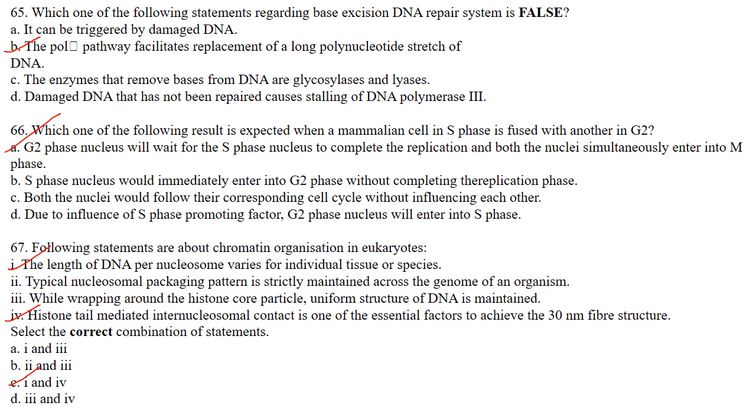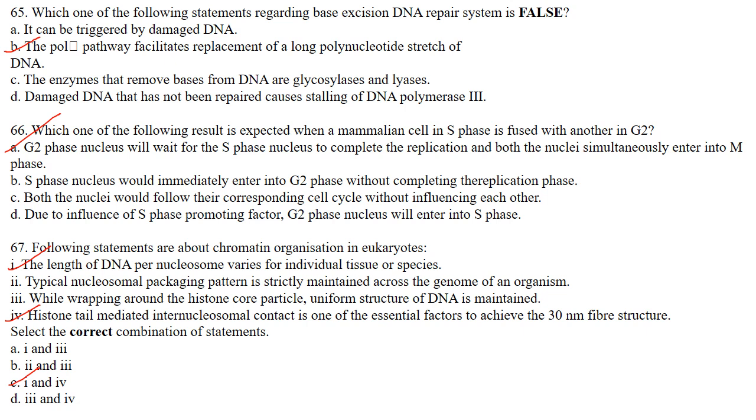Then next one. Which of the following results is expected when a mammalian cell in S phase is fused with another in G2 phase? So the G2 phase nucleus will wait for the S phase nucleus to complete the replication, and then both the nuclei simultaneously enter into M phase. That is the answer. Then next one.